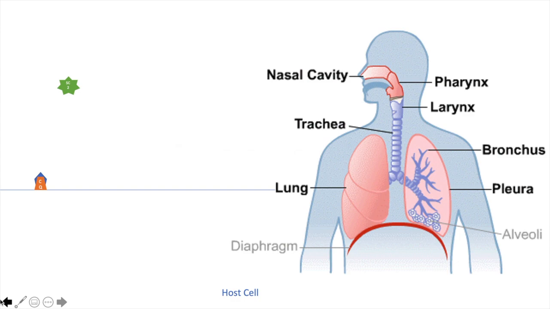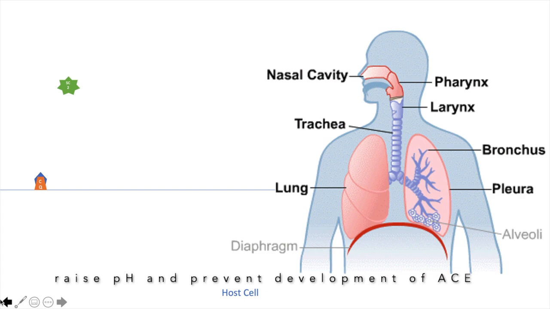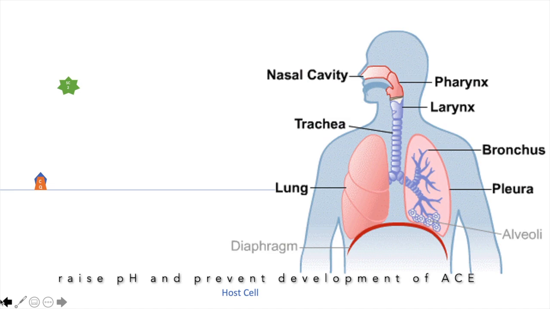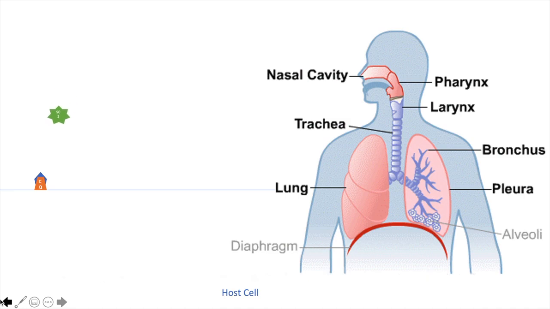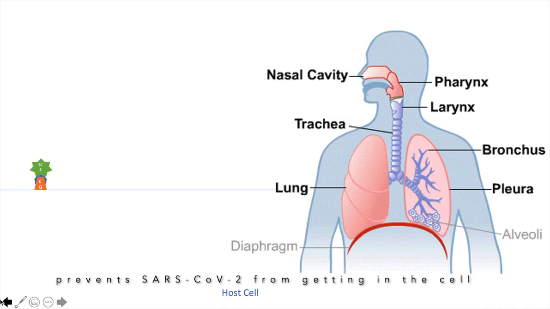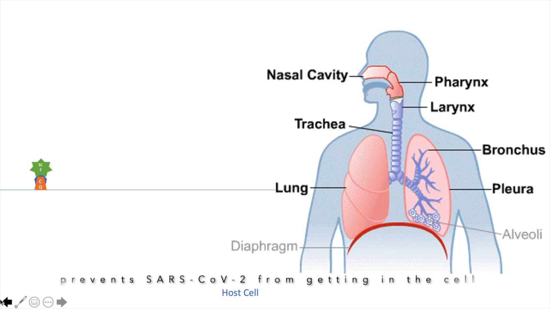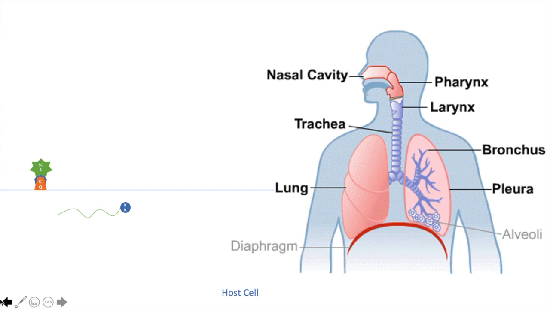But how does it work? It is not yet very well understood, but they have found that it could raise the pH level, and it also prevents the development of the cellular receptor, making it harder for the virus to bind and get in the cell.